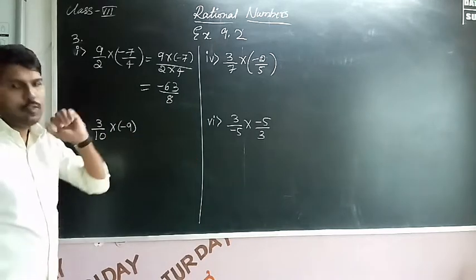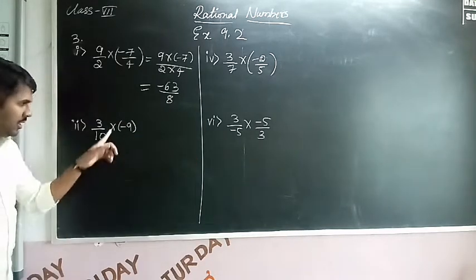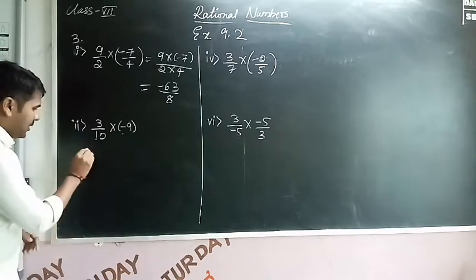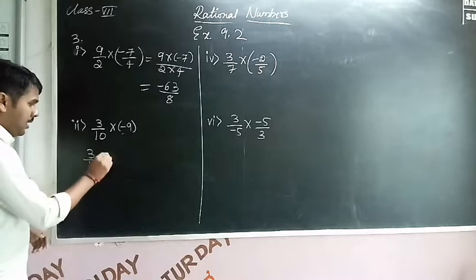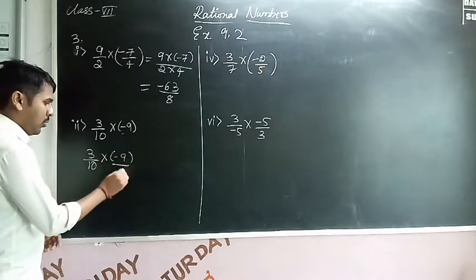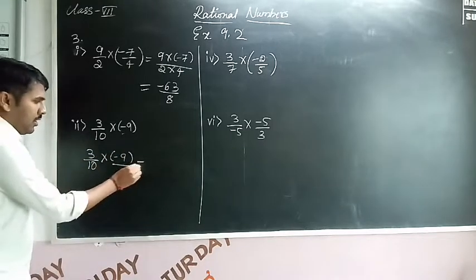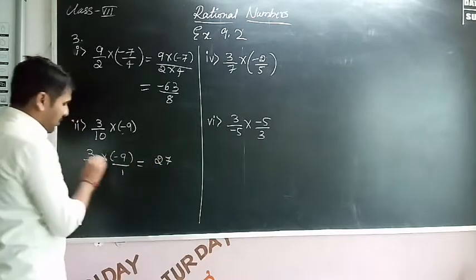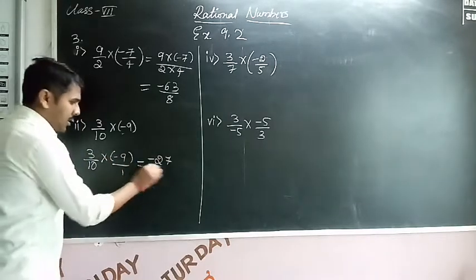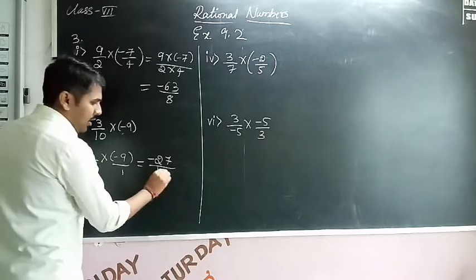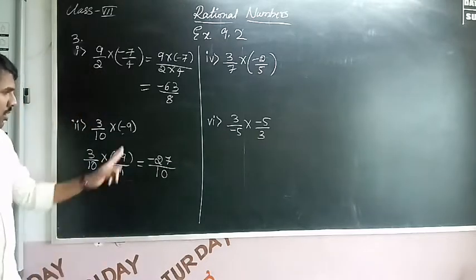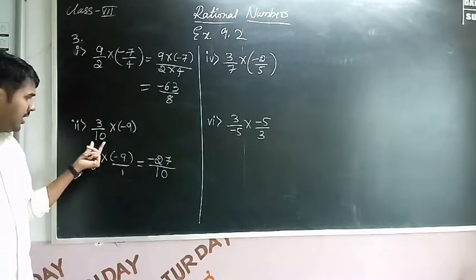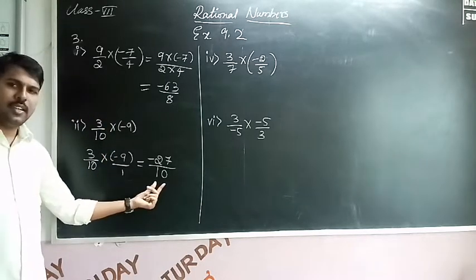I have taken only 4 questions. So next, here there is no denominator, which means the denominator will be 1, isn't it? So 3 by 10 into minus 9 by 1 will be there. So multiply numerator to numerator. 3 9s are 27. Plus into minus is minus, divided by 10 into 1, 10. If there is no other case, directly you can multiply the numerators and keep the denominator as it is. We get the answer, that is 10.